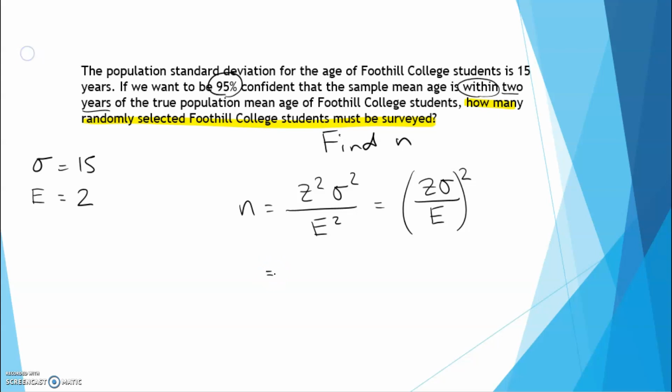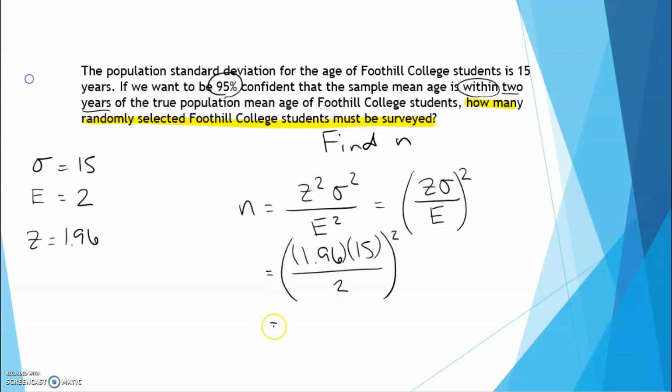Okay, so this is equal to 1.96 times 15 divided by 2, and this entire thing squared. Now this will come out to 216.09. Because this came out to a decimal, you got to go up to the next higher number. So this would be 217 for your final answer.